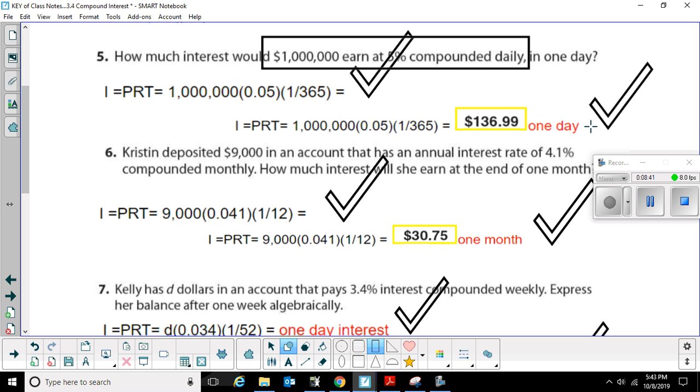That's pretty good. Let's look at my next example. Christian has deposited $9,000. My interest rate is 4.1%, compounded, not daily, this time it's monthly. How much is she earning at the end of the month? We throw in our values. Here's my principal, here's my rate, here's my time. Multiply those things through. We're going to get $30.75 every month. Not bad.